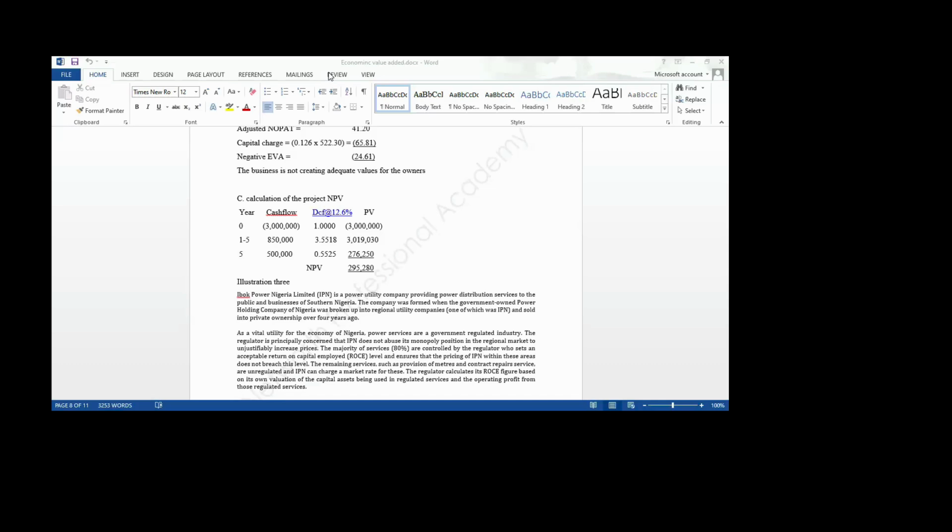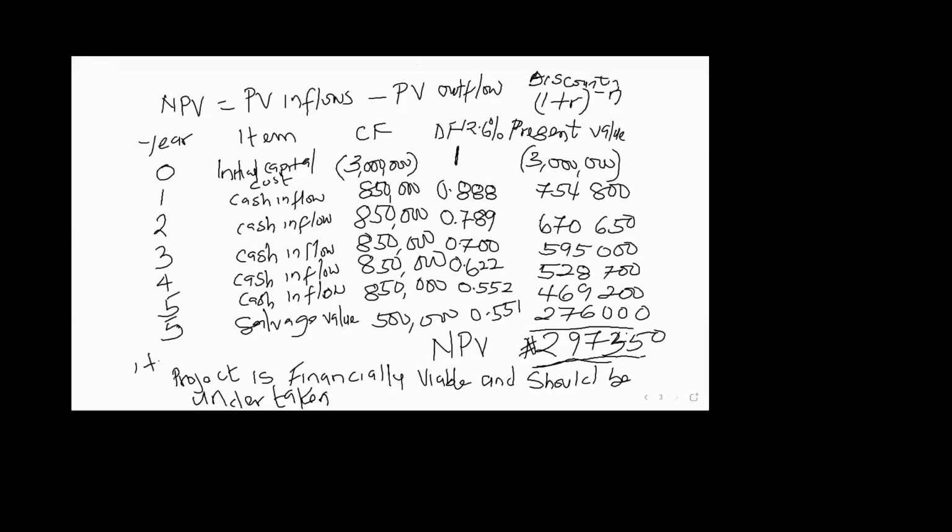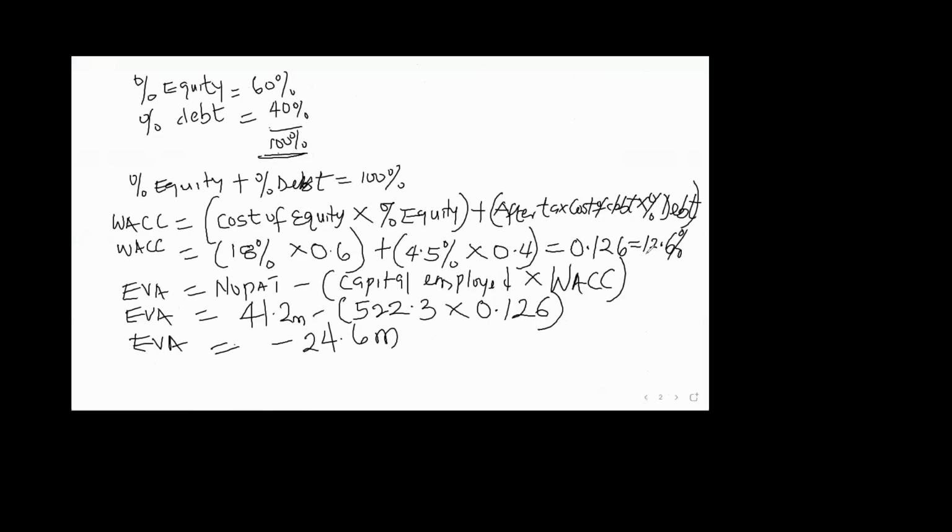Where's my working? Okay, I've saved it. Let me look at it. Okay, it's here now. It's our cost of capital. Look at it now, 12.6. Can you see, sir? Okay, yes, sir. Thank you.